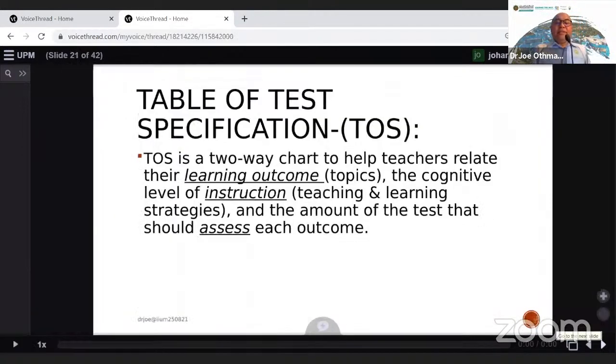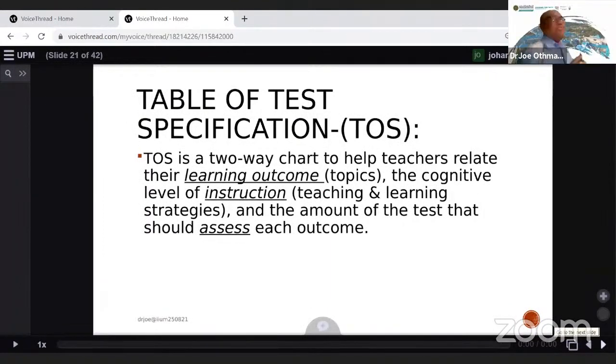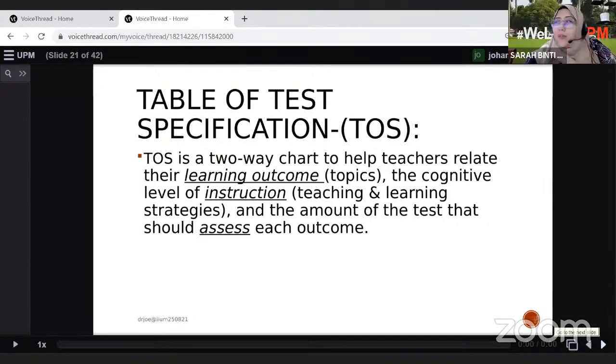Okay. Table of test specification. We are into our last topic and I have about 30 minutes. I think that is okay, right? Okay, our time, Dr. Sarah. Okay, we're good. We've done 2 activities and then one more.